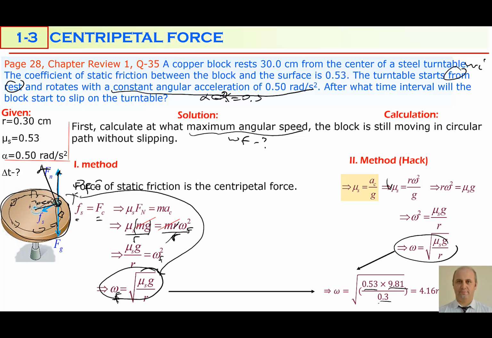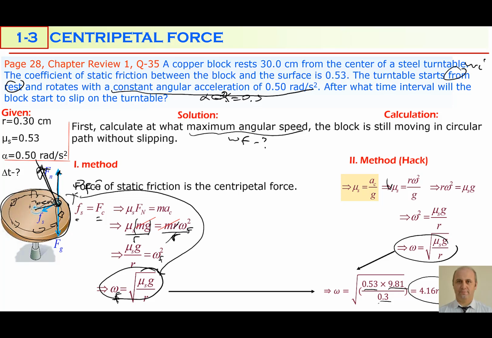So the angular speed of the copper block, of course together with the turntable, is going to be 4.16 radians per second. At this angular speed, which is the maximum angular speed of the turntable and copper block, the copper block is still kept on this circular path. If the speed becomes a little greater than that value, this copper block will not stay on the circle, it will move off the table.